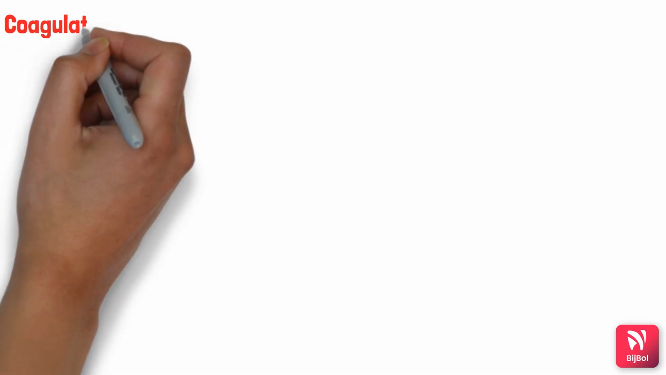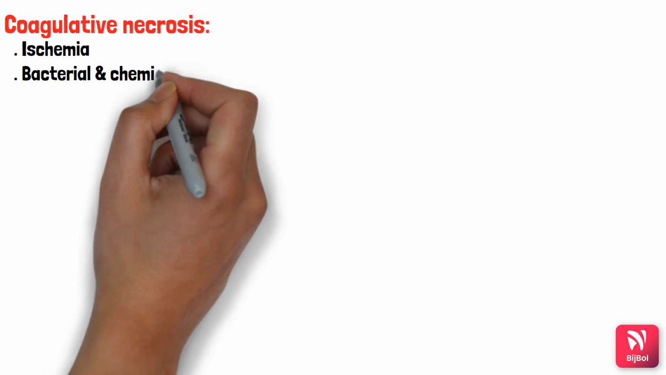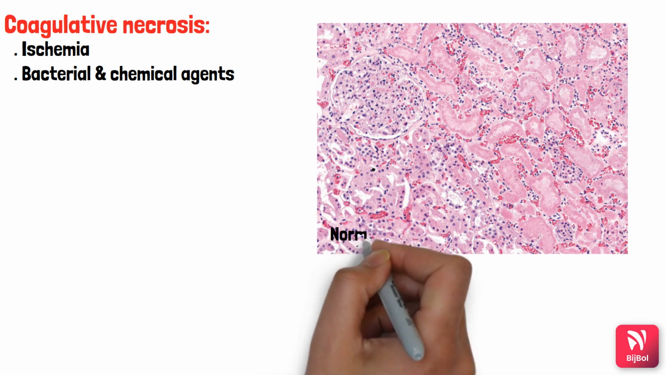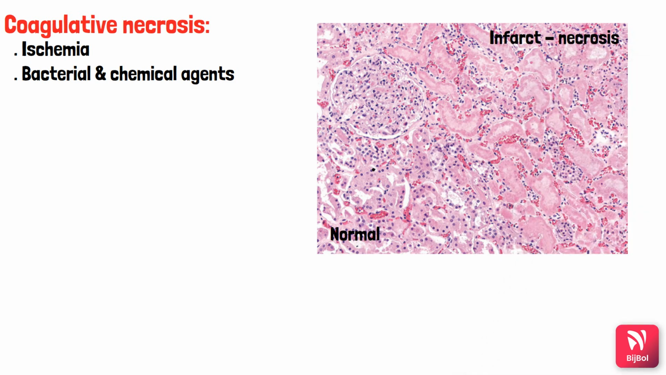First is coagulative necrosis, and it is the most common of the necrosis patterns that can occur. This coagulative necrosis usually occurs because of 2 factors: ischemia, that is lack of blood supply, and sometimes bacterial and chemical agents. So how does this appear under a microscope? This microscopic picture is of an infarcted kidney. There are 2 parts in this: on the left side, normal kidney epithelial cells, and on the right side, infarcted kidney, that is necrosis.